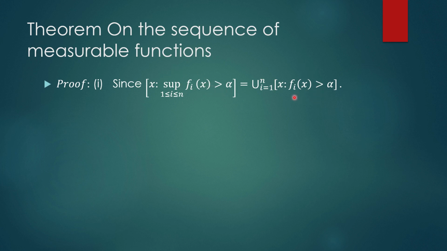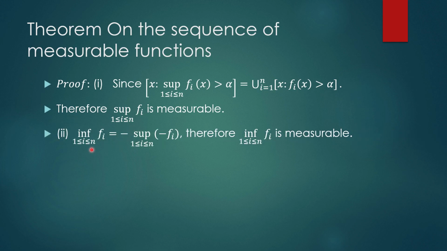But since the f_i are measurable, this set is measurable. So this is a union of measurable sets. Therefore, this is measurable. But the question is how you convince yourself that this set is exactly equal to this one. If you understand that, this theorem is very easy. It is over. Therefore, supremum f_i, i running from 1 to n, is measurable, since this one is exactly equal to this one, and this is a union of measurable sets, and therefore this is measurable for each alpha. That is why this function is measurable.